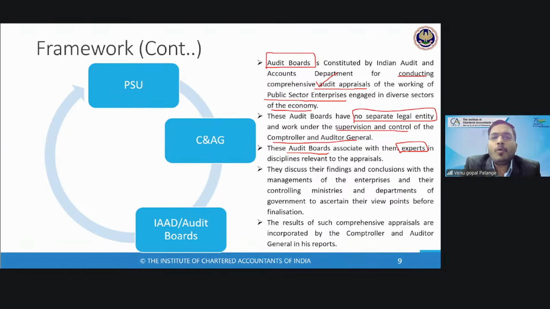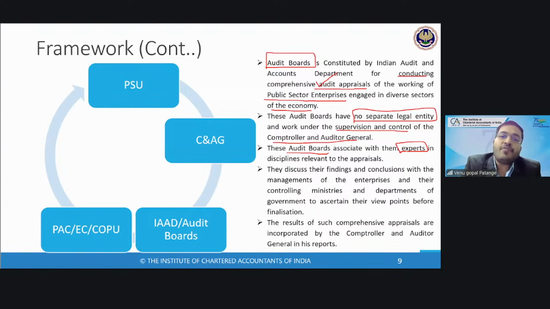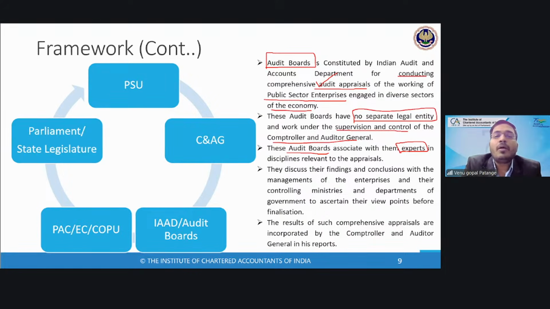Everyone, audit board is clear, audit, right? So this will be submitted to financial committees. Who are financial committees? PAC, EC, COPU. Okay. So these are financial committees. After this, it will go to parliament or state legislature respectively. So what do financial committees do?